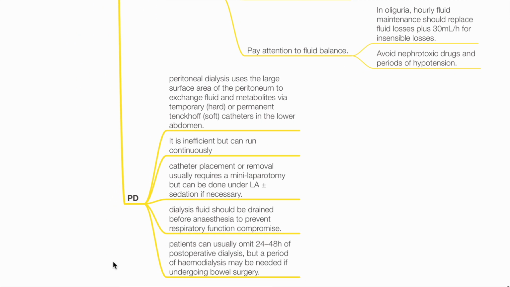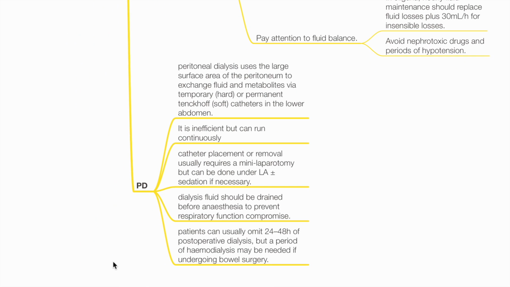PD. Peritoneal dialysis uses the large surface area of the peritoneum to exchange fluid and metabolites via temporary or permanent Tenckhoff catheters in the lower abdomen. It is inefficient but can run continuously. Catheter placement or removal usually requires a mini laparotomy but can be done under LA with or without sedation.